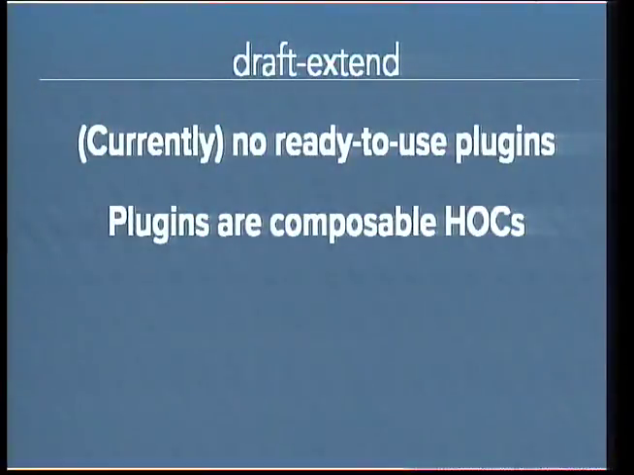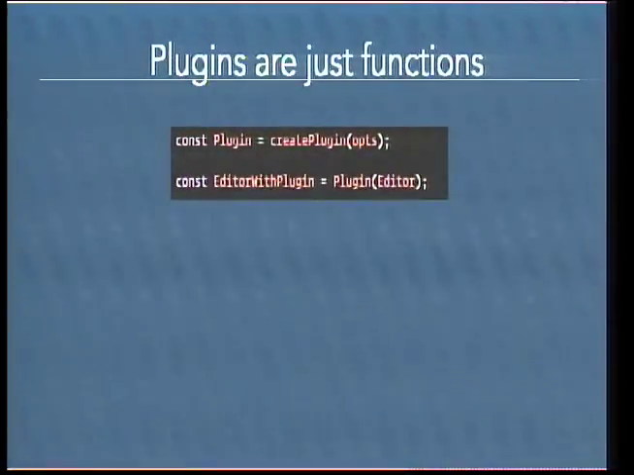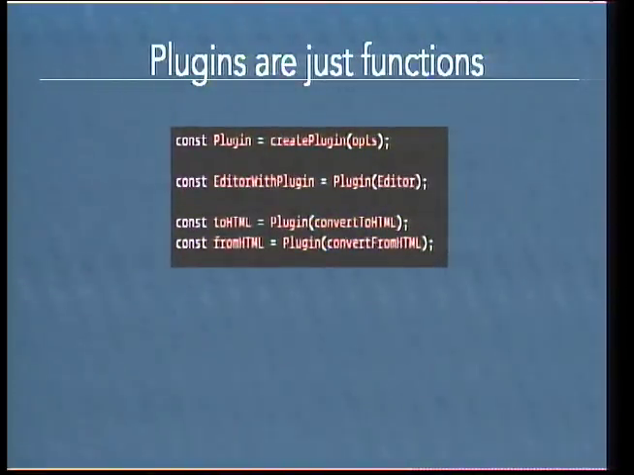There are currently no ready-to-use plugins, mostly for the same reason: we ended up using it with our own internal library. But it creates a bunch of plugins that are composable high-order components, and they integrate pretty well with Draft Convert. When I say they're high-order components, you basically create one with a factory function, and it gives you a plugin that you can wrap around your editor component, and it returns a better editor component with all the features of your plugin.